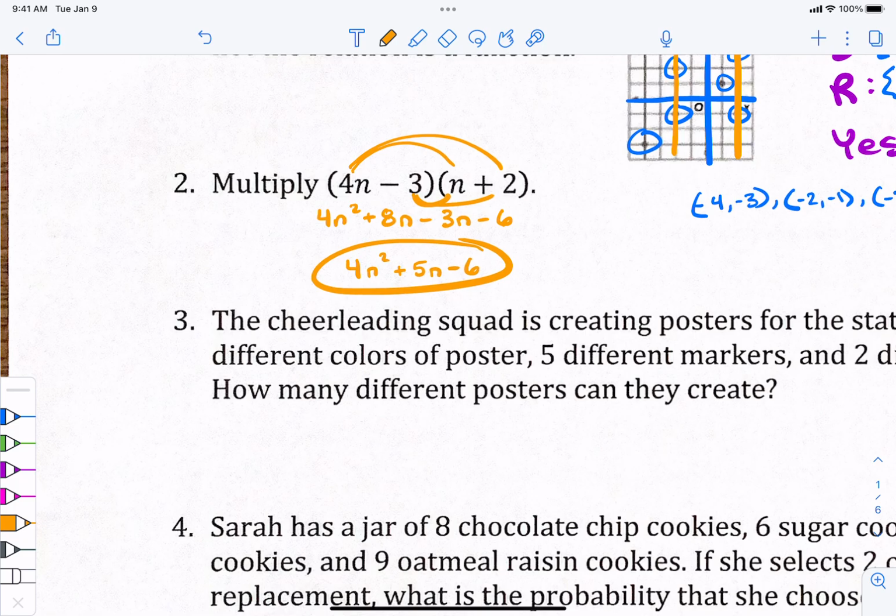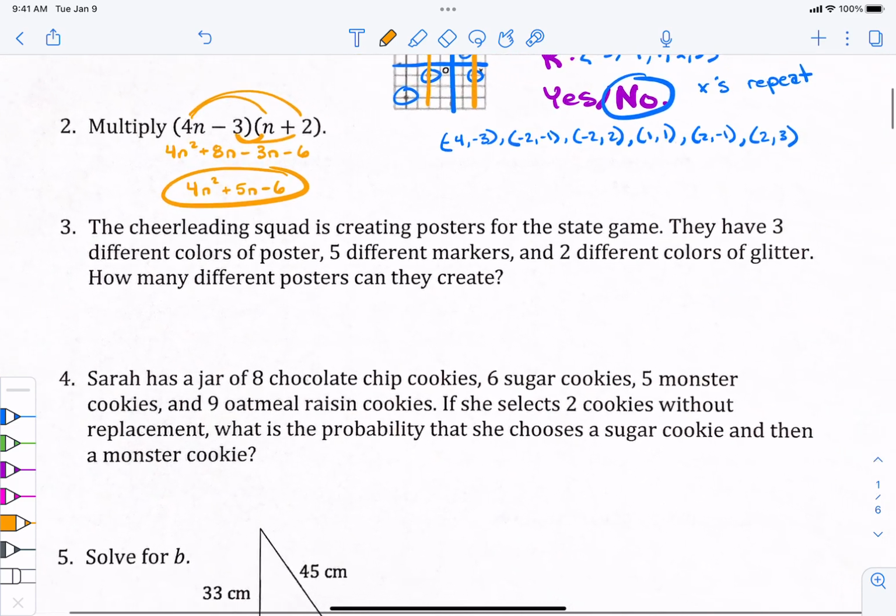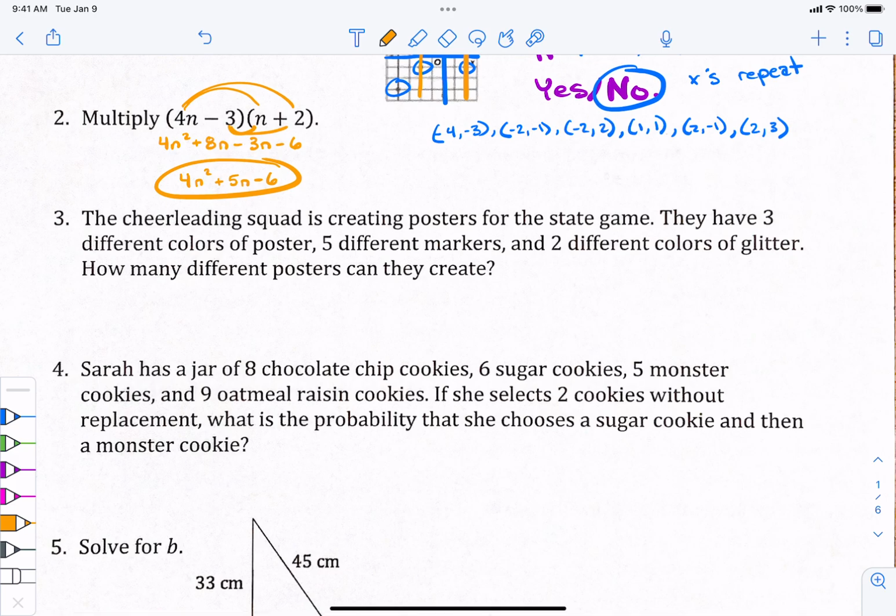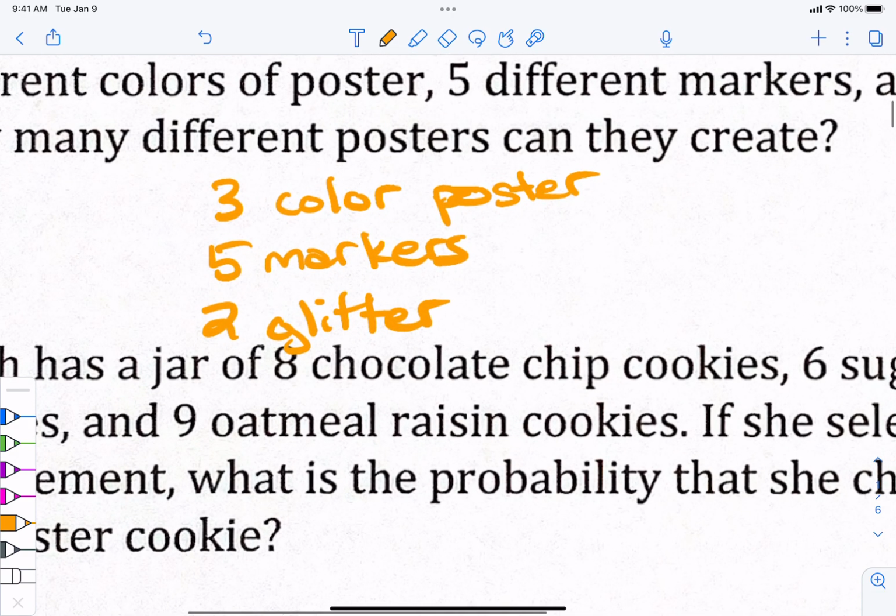Number 3 says the cheerleading squad is creating posters for the state game. They have 3 different colors of poster board, 5 different markers, and 2 colors of glitter. How many different posters can be made, assuming they're saying the same thing? So maybe I want to use the blue poster board with the black marker and the gold glitter. That's one combination. How many total are there?